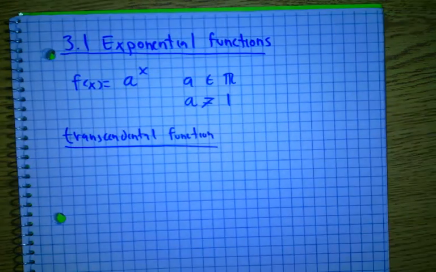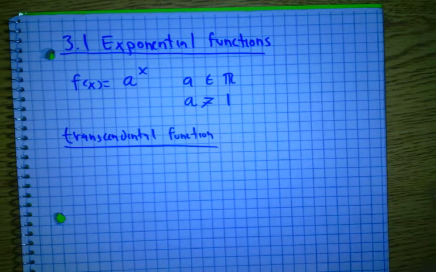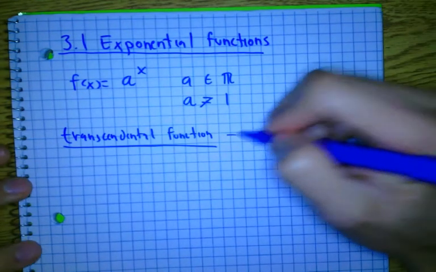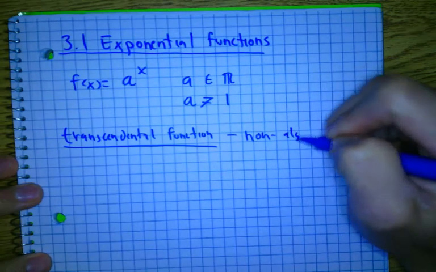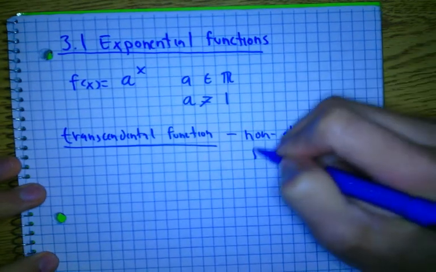Transcendental functions are functions that do not deal with algebraic operations such as addition, subtraction, multiplication, or division. Those will be like polynomials, which we studied in chapter 2, or rational functions, which we also studied in chapter 2. So starting chapter 3, transcendental functions are basically what we call non-algebraic functions.